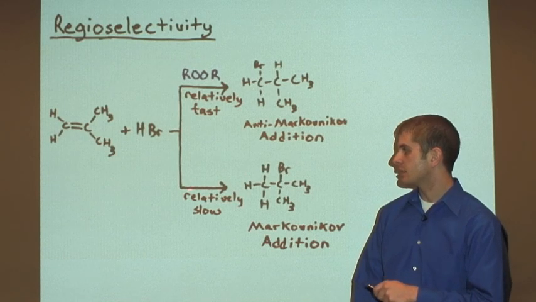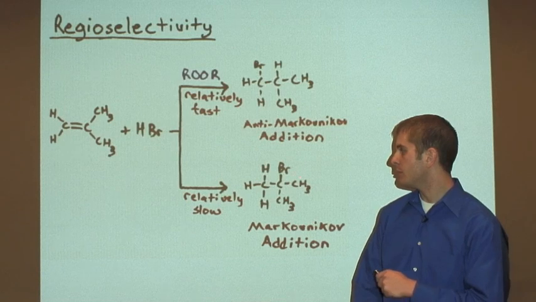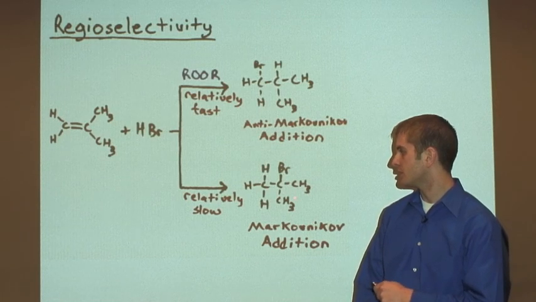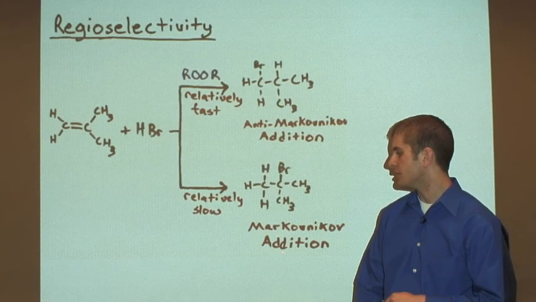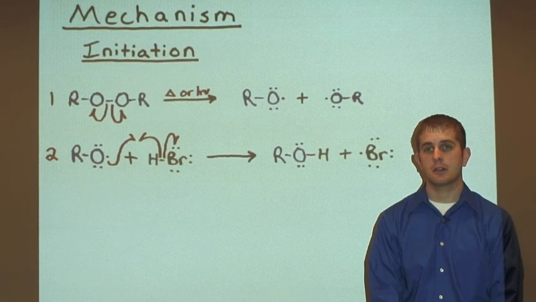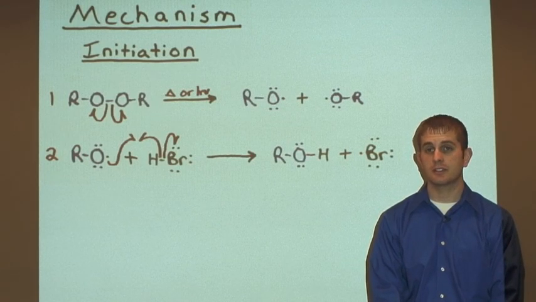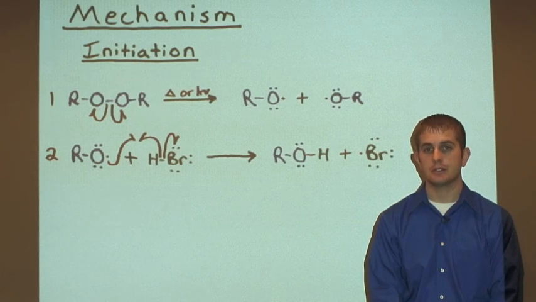Alternatively, in the absence of peroxides, a relatively slow reaction occurs where bromine becomes attached to the carbon with more substituents. This mode of addition is referred to as Markovnikov addition. Let's look at the mechanism for the anti-Markovnikov addition of hydrogen bromide to alkenes. This transformation occurs by a radical chain reaction. As such, the mechanism consists of three main parts: initiation, propagation, and termination.